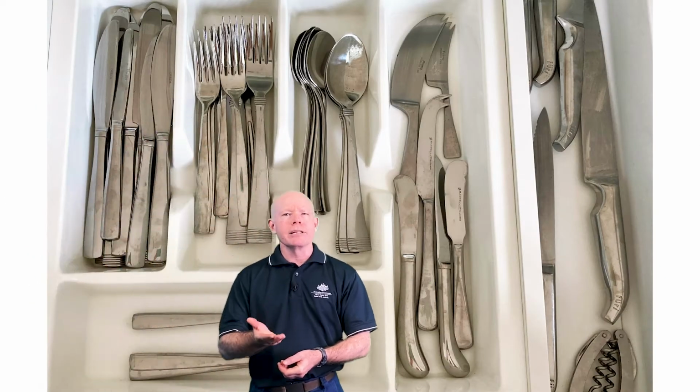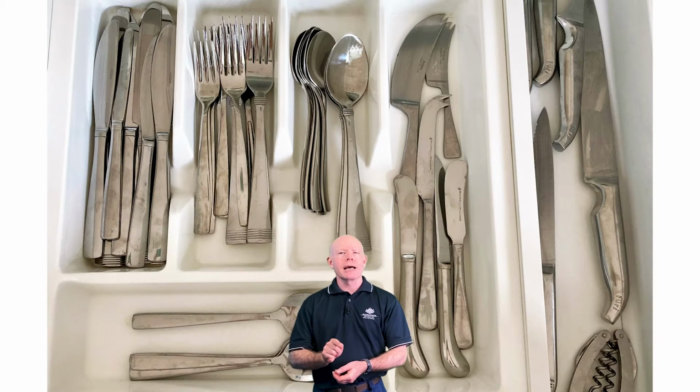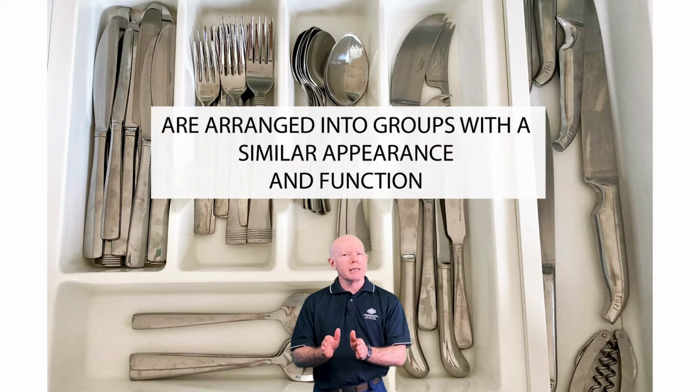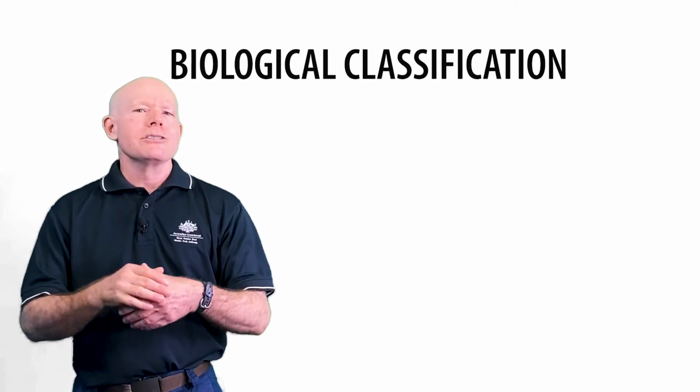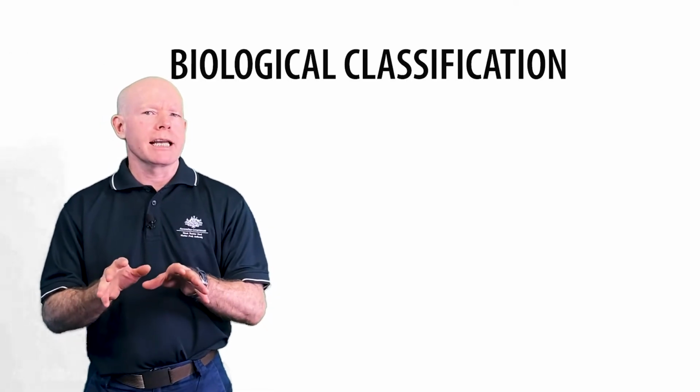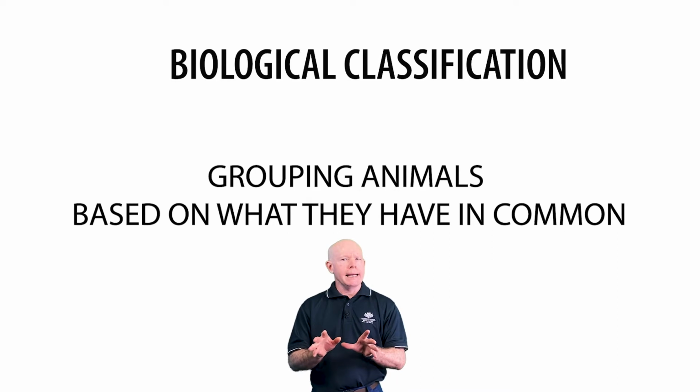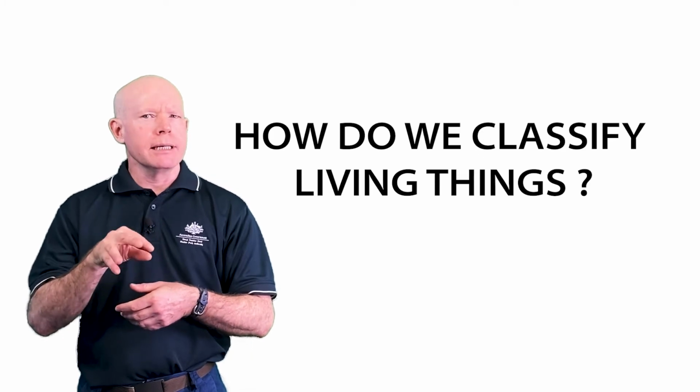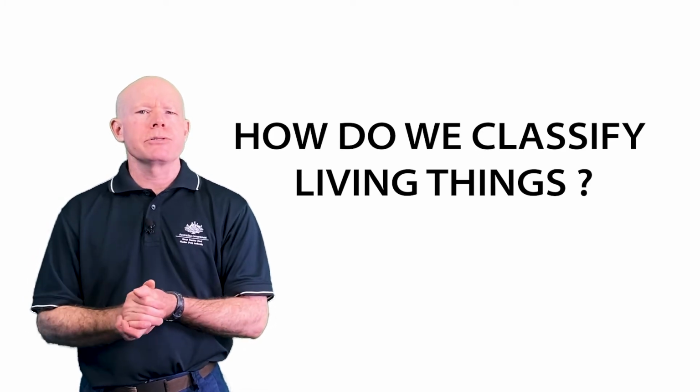A simple example of this can be found within your kitchen cutlery drawer. Utensils, such as knives, forks and spoons, are arranged into groups which have a similar appearance and function. This makes it easier for us to correctly identify and locate the item we're interested in. So we can think of biological classification as a way of grouping animals together based upon what they have in common. So how do we classify living things, including our reef creatures?